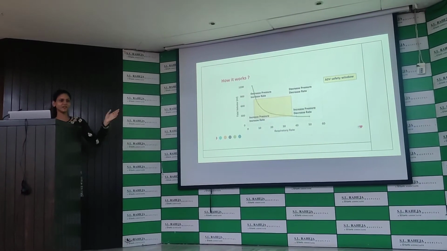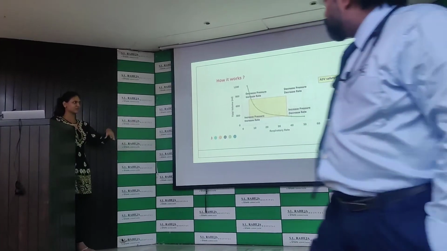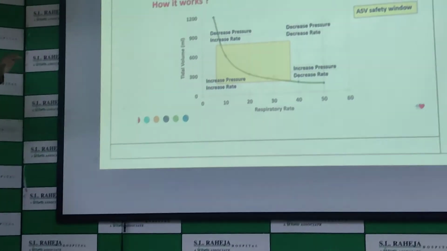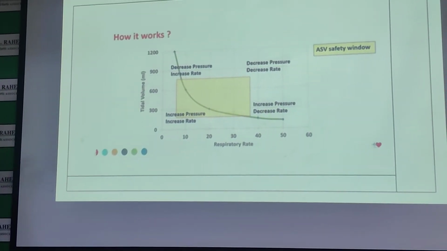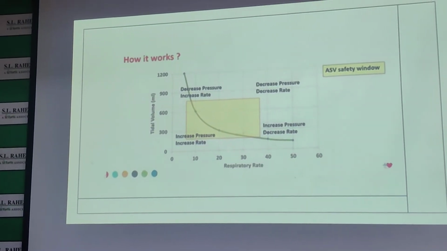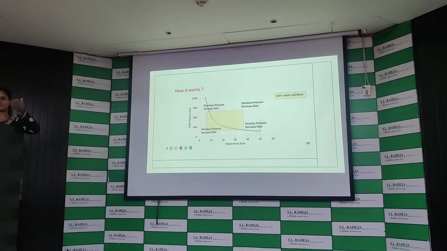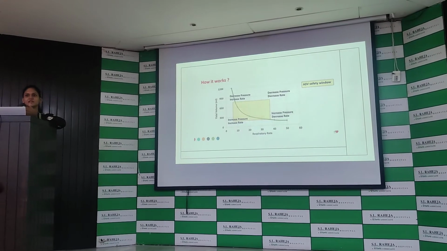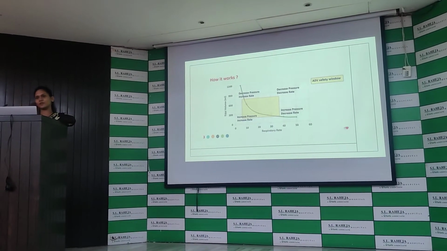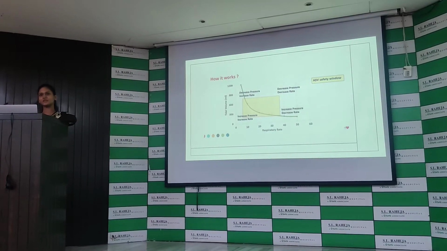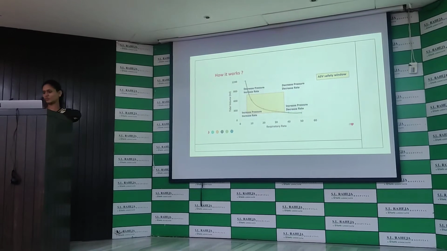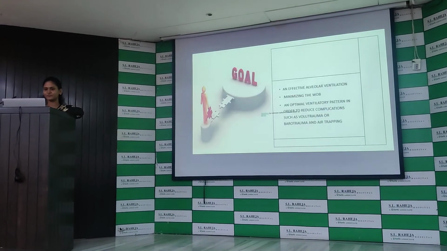You understood this? This is how it works. When it is outside the box, it will do the changes. Like if it's on this side, it will increase the pressure, increase the respiratory rate to come into the target. So if the tidal volume increases, it will decrease the pressure and increase the respiratory rate. Similarly, if the respiratory rate increases, it will increase the pressures to achieve an increased tidal volume and decrease the respiratory rate to come into the safety window.